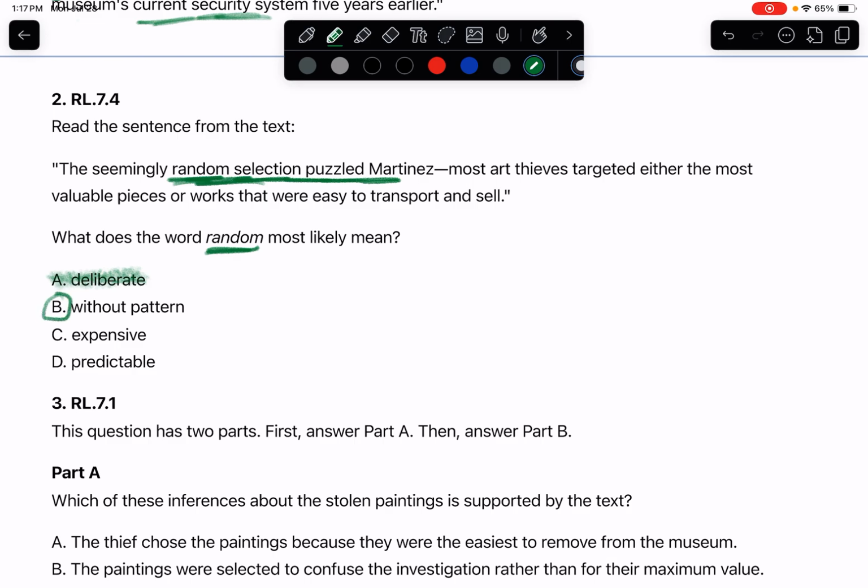They picked one that's really expensive, one that's in the middle, and one that's really cheap. Some of you guys are gonna say expensive because you heard the word expensive in the text, or you think it's expensive because there's an expensive painting. But in this case, random simply means it's unpredictable. It's the opposite of this one. Okay, so the answer is B.